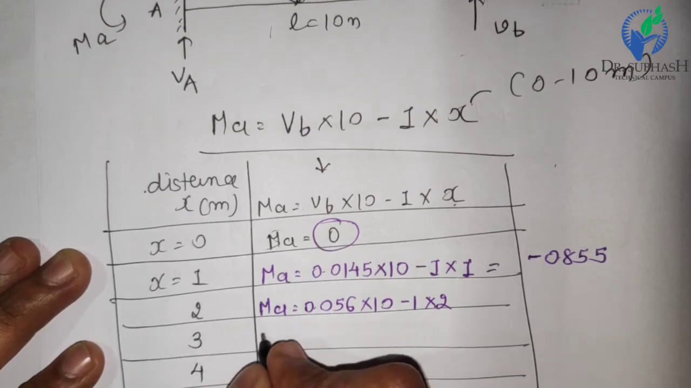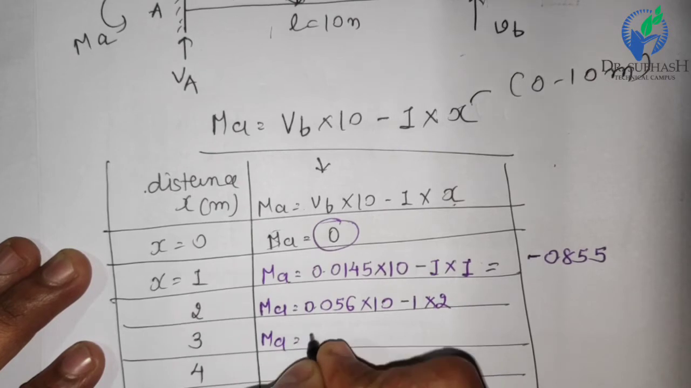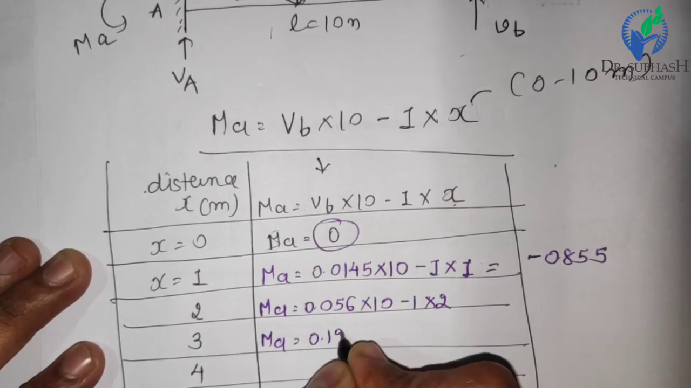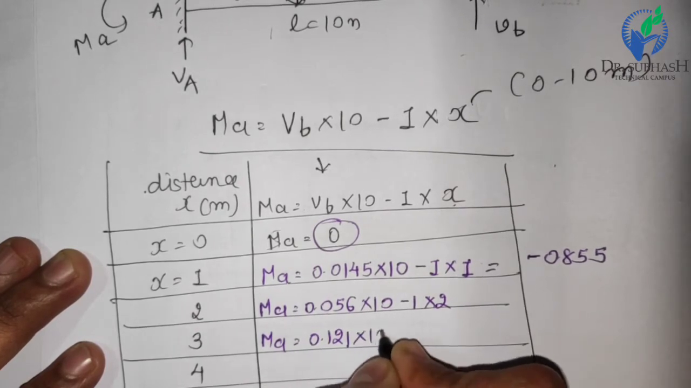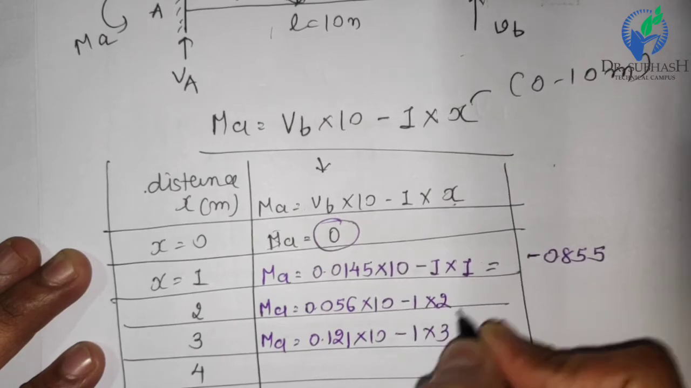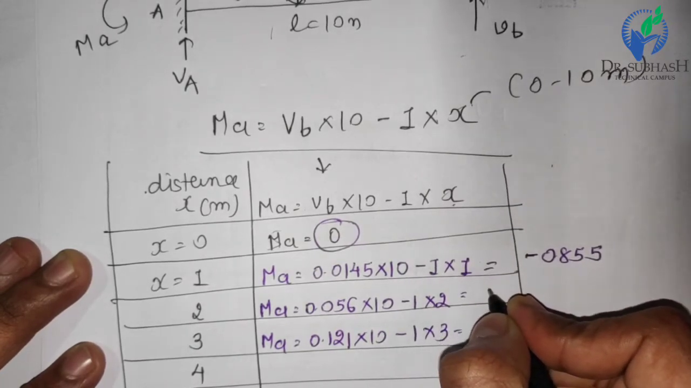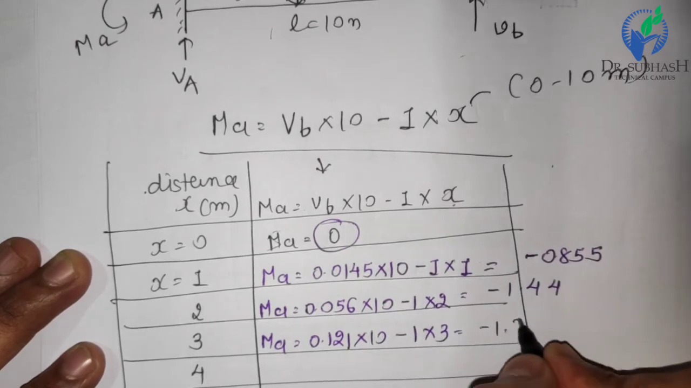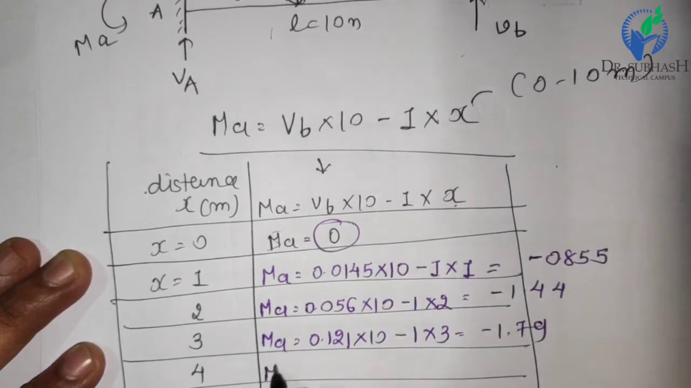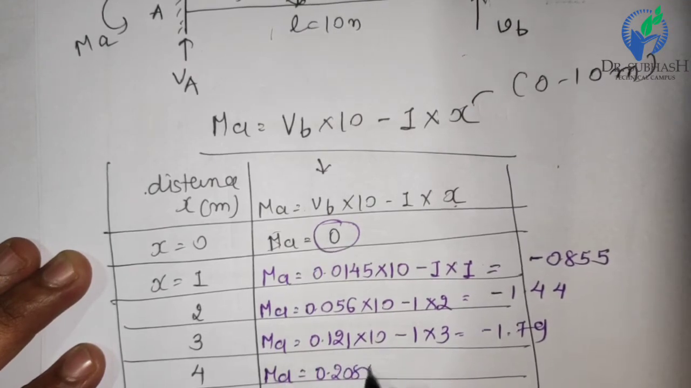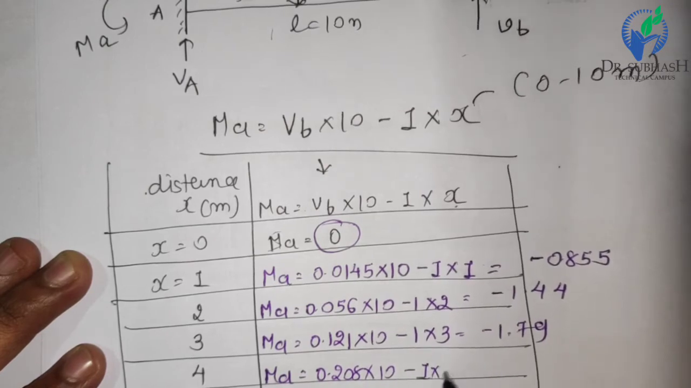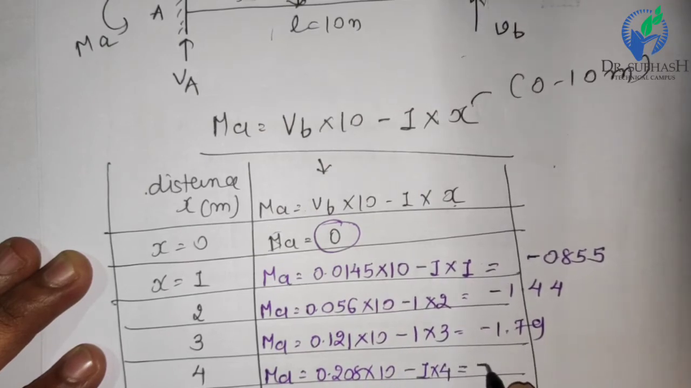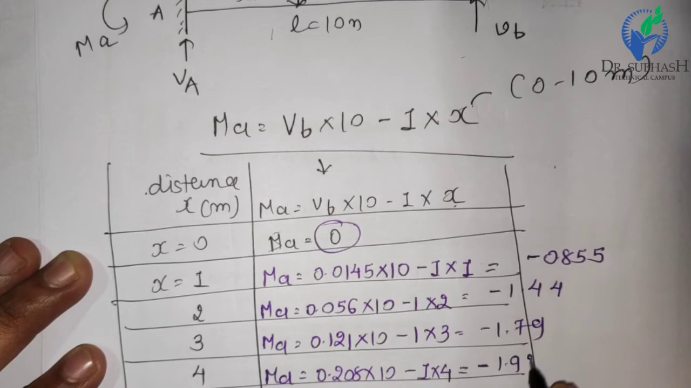So now X is equal to 2. At that time what should be the VB coordinate? Our VB coordinate is 0.212 multiplied by 10 minus 1 into 2. X is equal to 3, if you solve the second one, you get minus 1.44 and minus 1.79. Likewise, now put the value of X is equal to 4. At that time our coordinate is 0.208 multiplied by 10 minus 1 into 4. So our answer is minus 1.92.